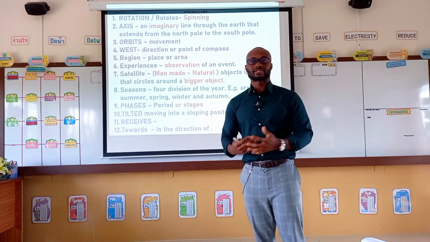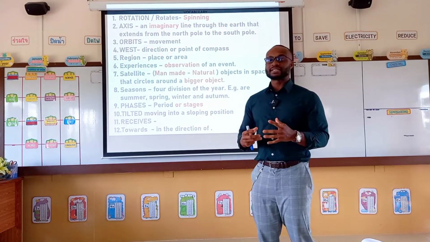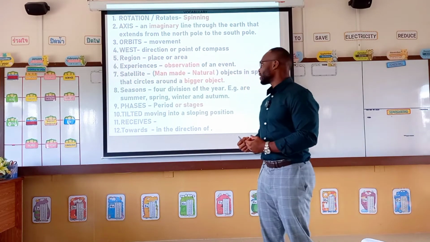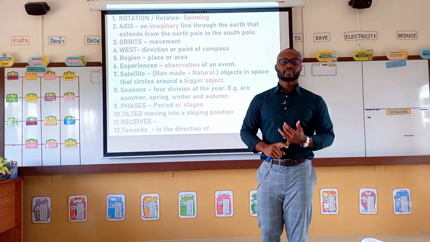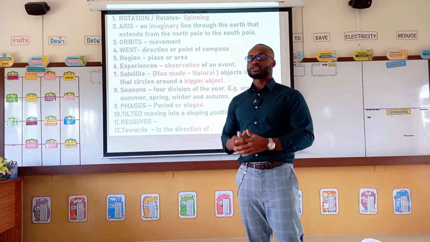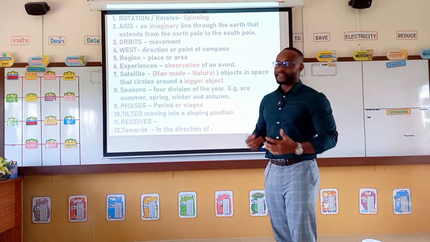Now this word seasons, not season, okay? Seasons. Now we have 4 seasons in a year, okay? So this means 4 divisions of the year, which are the summer, the winter, the spring, and the autumn. So all these are examples of what? Seasons. Now number 9, phases.